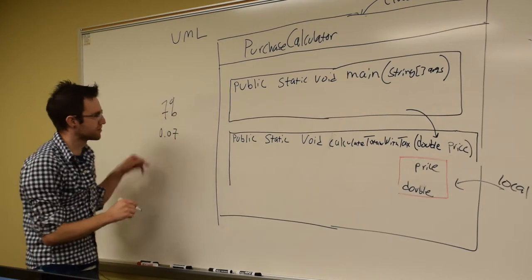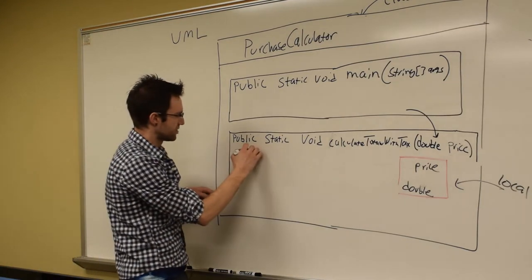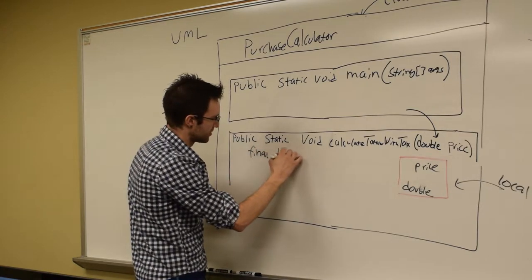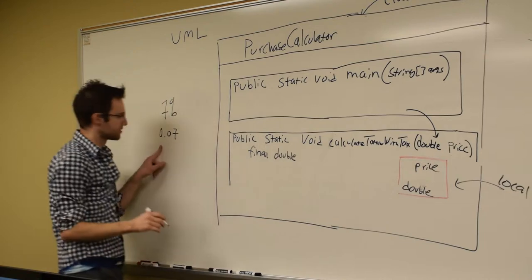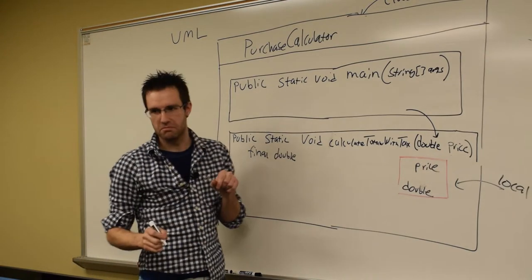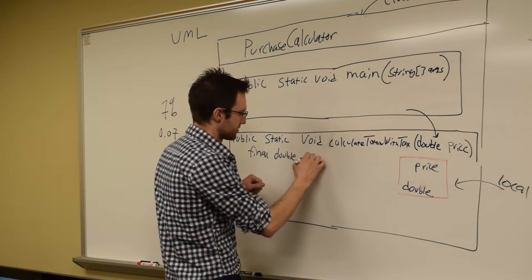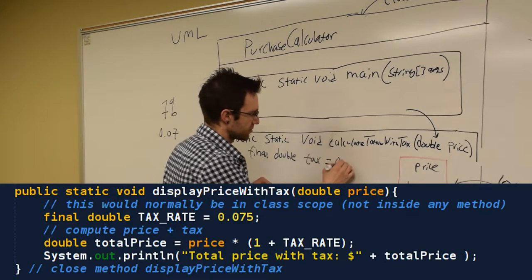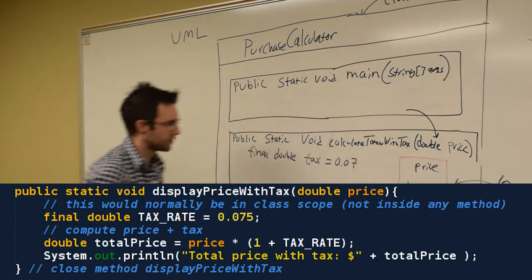0.07. Yep, so this is the decimal version. So let's say double, it's going to be final double. What do we want to call this? Tax. And then we're going to add the value right away, so 0.07.